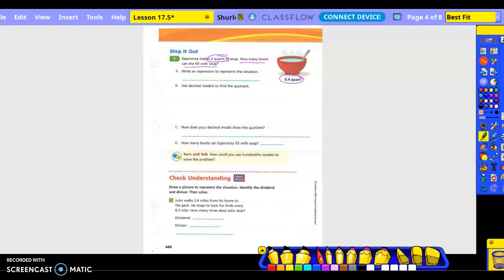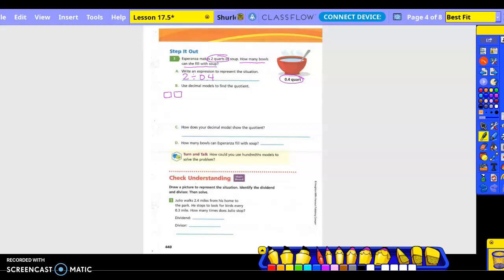So remember, we have to pay really close attention to what our whole is, right? Just because sometimes it's not always in the same order. So 2 divided by 4/10. Okay. So how am I going to draw my dividend? Just 2 flats, right? Okay.